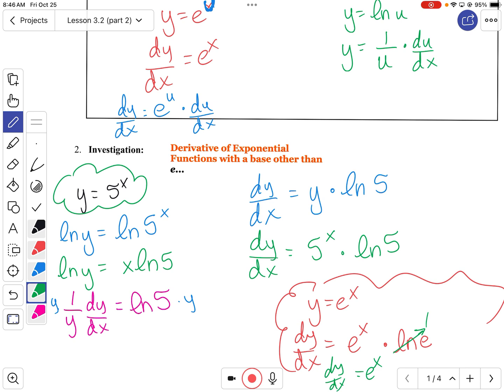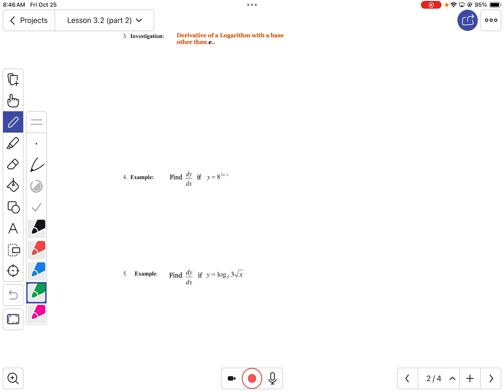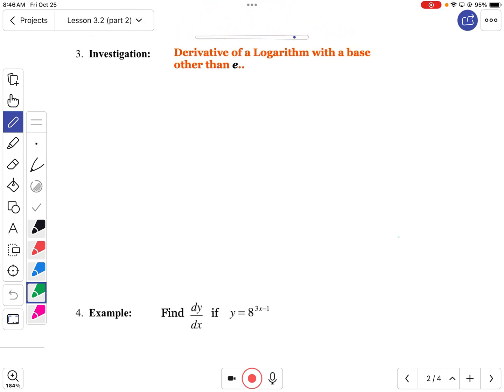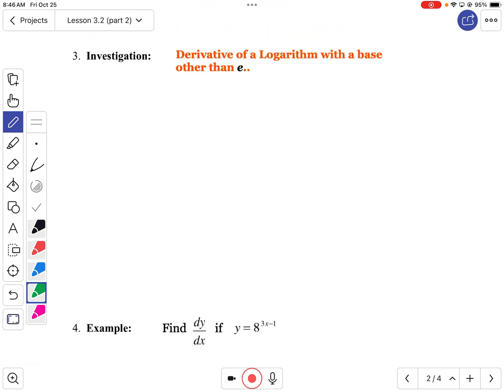Okay. So now let's do that same thing, but let's do the other direction. Let's start with a logarithmic function. Okay. Let's start with a log function. So we know that if I'm doing natural log, the derivative is 1 over whatever we're taking the log of. Okay, so let's see what happens when we change it. All right, let's take y equals log base 5 of x.